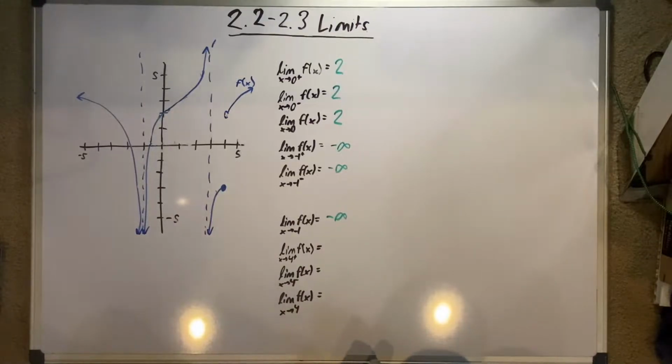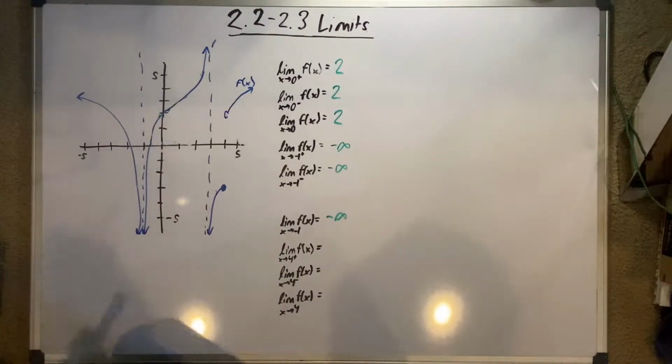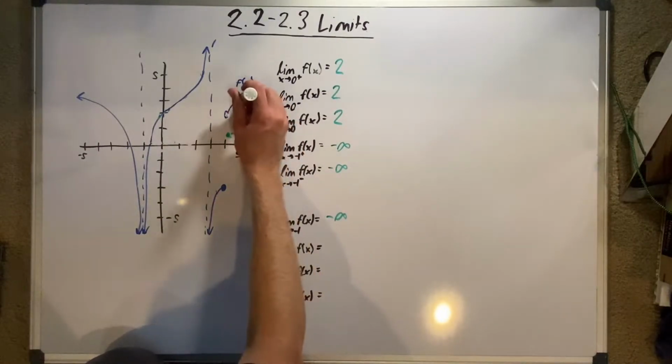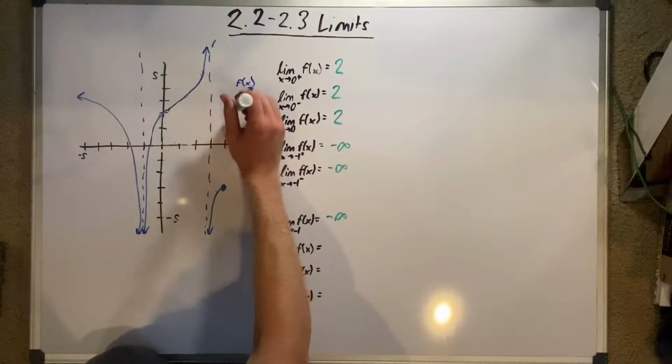Now, limit f of x as x approaches 4 from the positive side. Now, here's where things will start to get a little different. So we're going to start over here and creep our way this way.